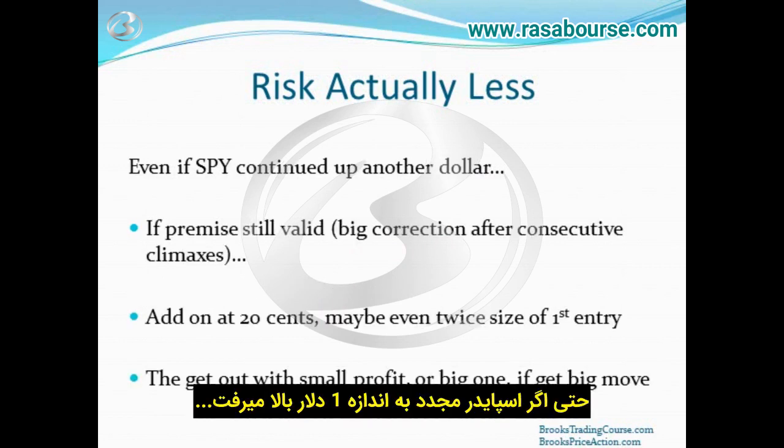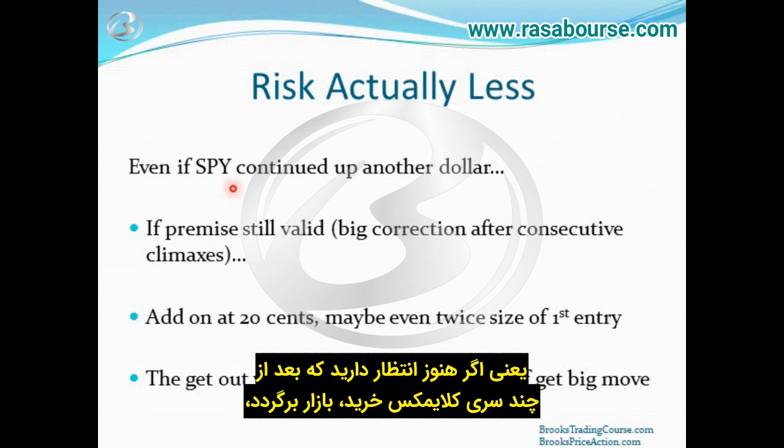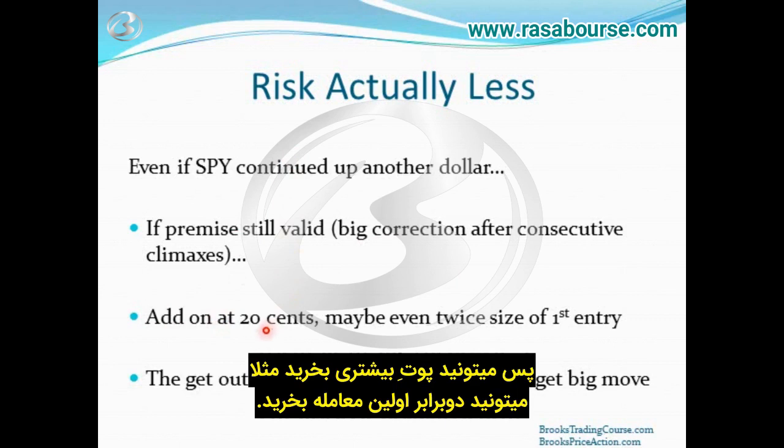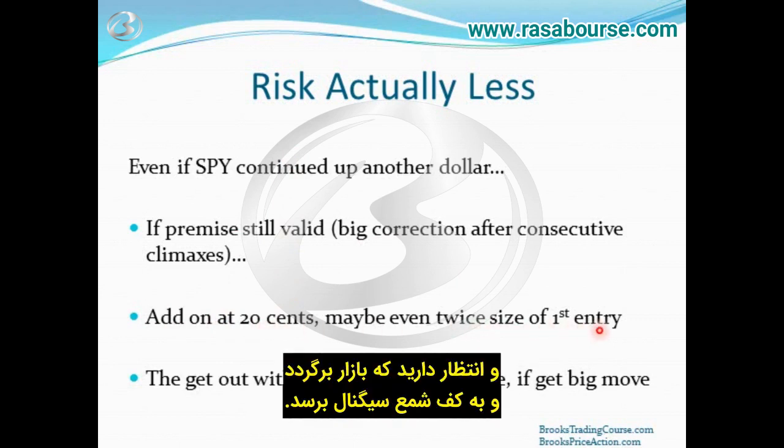Okay, even if the spider continued up another dollar, if you thought that your premise was still valid, that a big correction after the consecutive buy climaxes was likely, you could add on. Let's say the spider went up $1 and the value of your put fell to 20 cents. You could buy more puts, maybe even twice the size of your original entry, with the goal of getting out if the spider came back down to that original signal bar low.